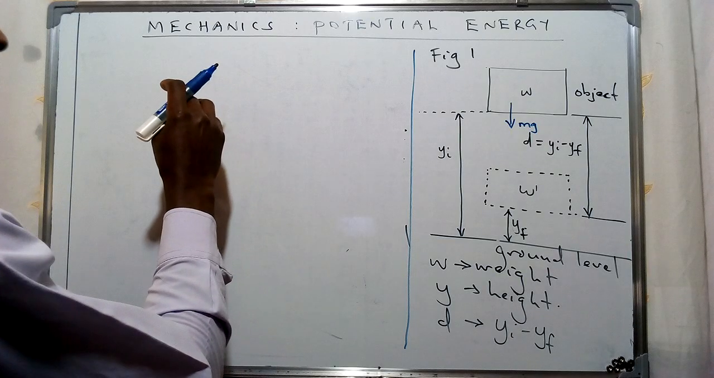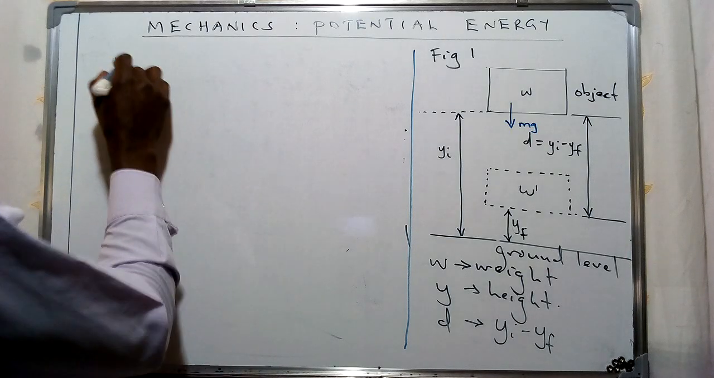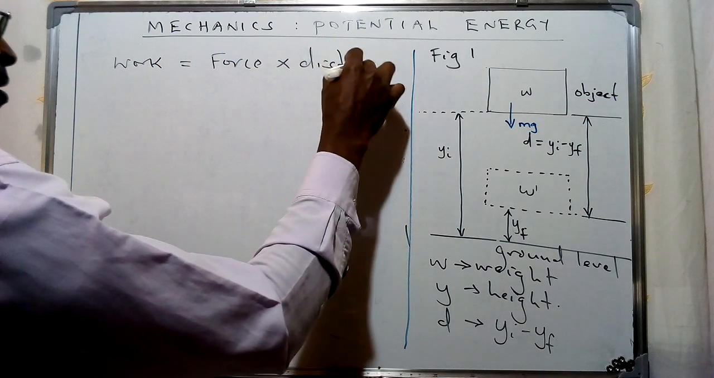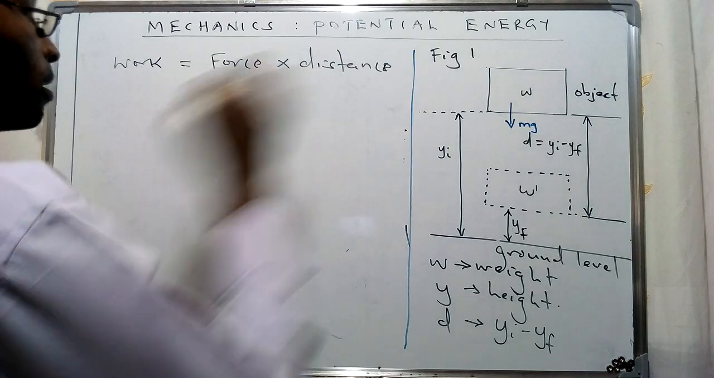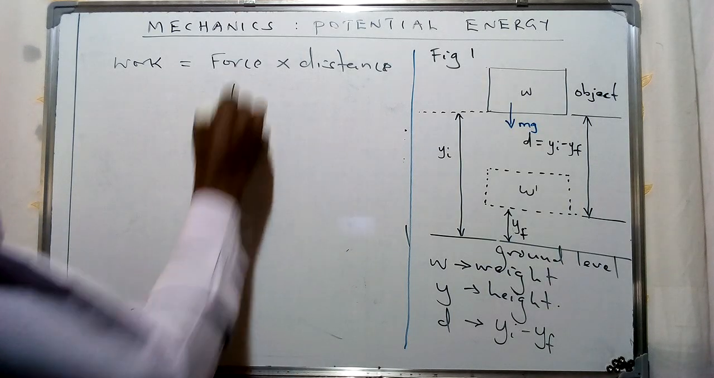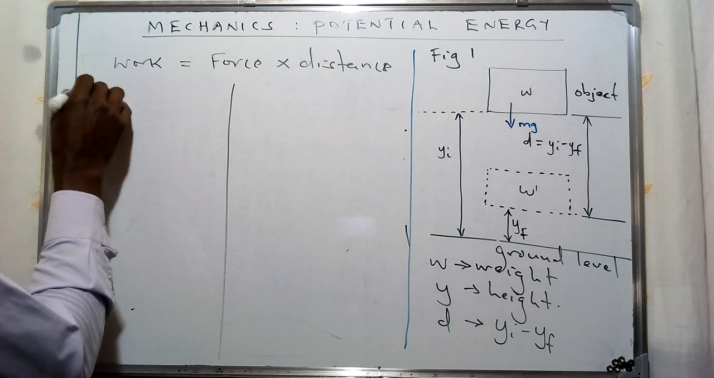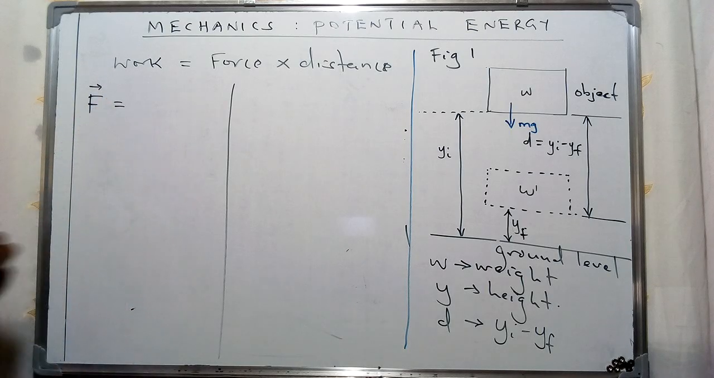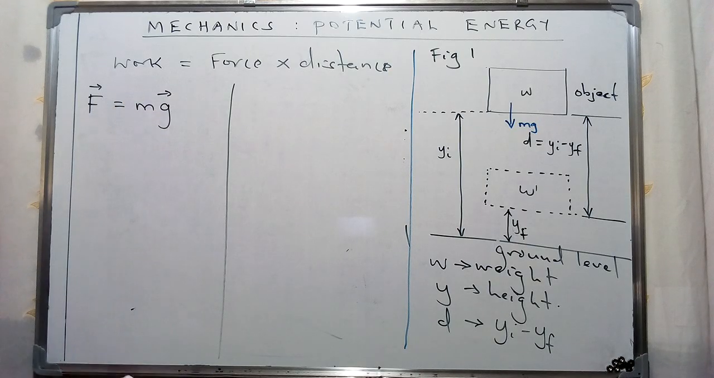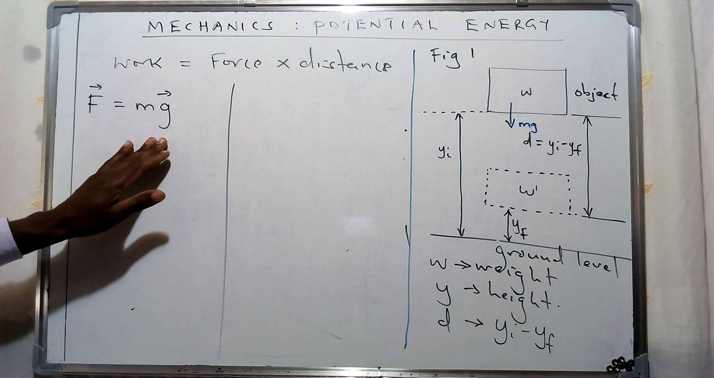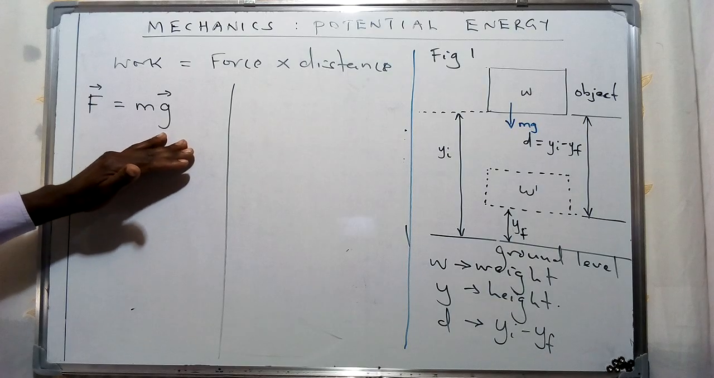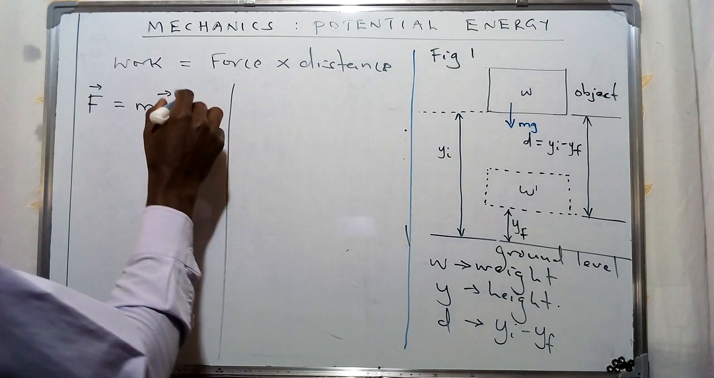Now, from our last discussion on the concept of work, we had said that work can be defined as the product of the force acting on an object times the distance through which this object has been displaced. We're going to give this force in terms of F, which is equivalent to the mass times the gravitational constant, or the acceleration due to gravity, g. So this is going to be a derivation of Newton's second law of motion.